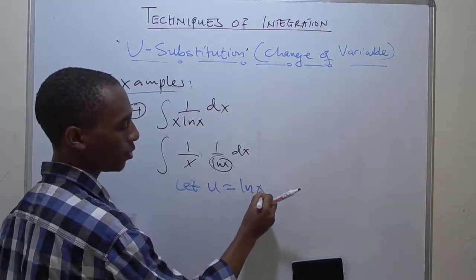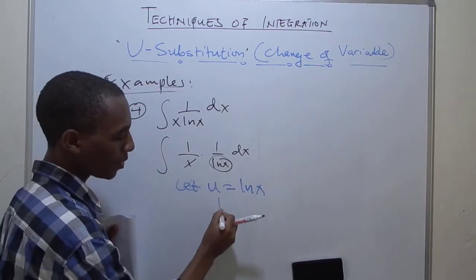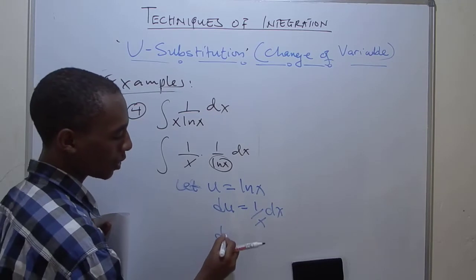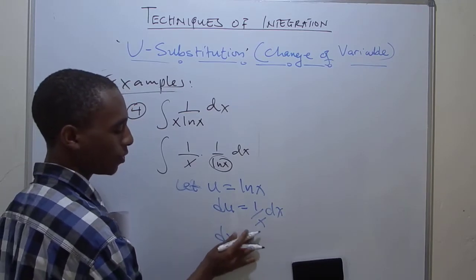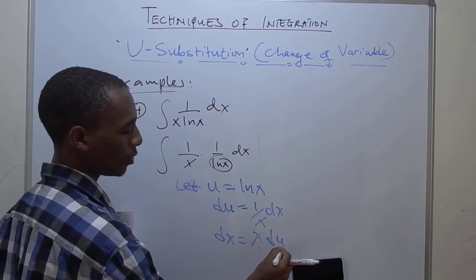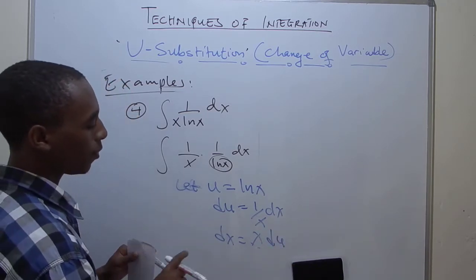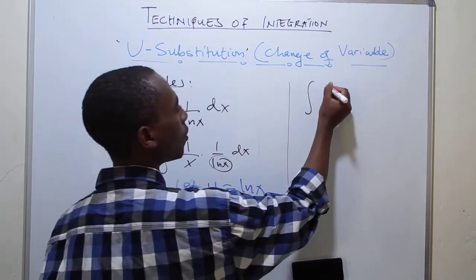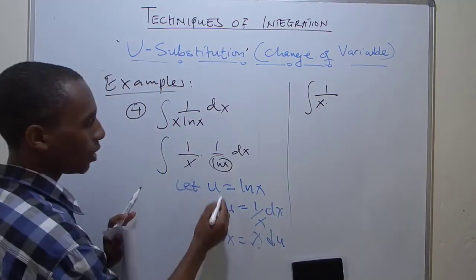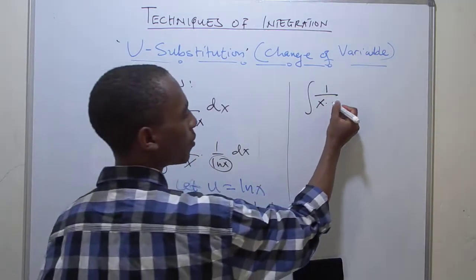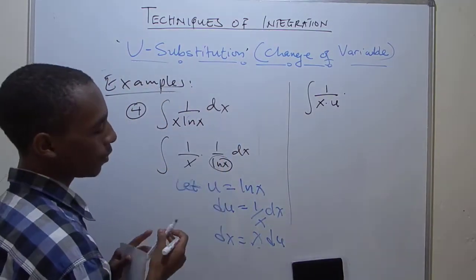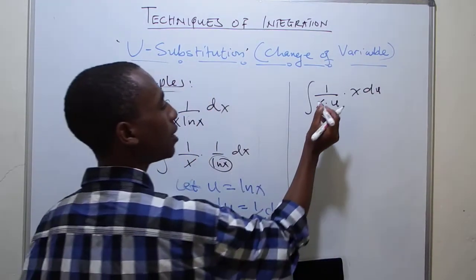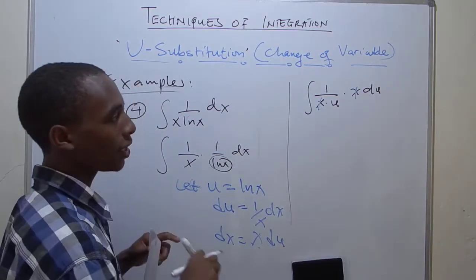So we'll let u be the natural log of x. I take derivatives on both sides, so du is 1 over x dx. And of course dx is, not u, rather x times du. Alright, so let's substitute for all x's here. So this is the integral of 1 divided by x times, instead of natural log of x, we replace that with u, and instead of dx, we replace that with x du. So you can see that this x cancels out with this x.